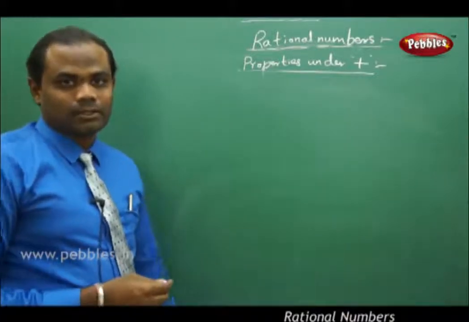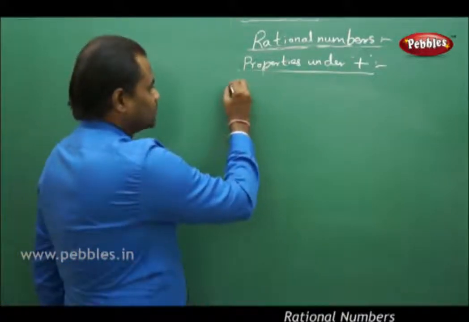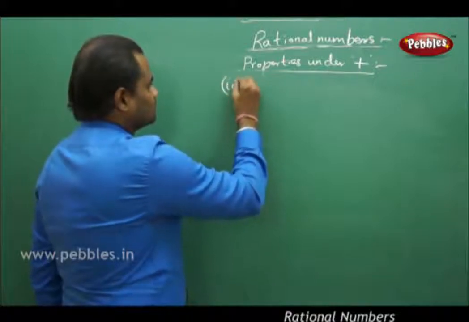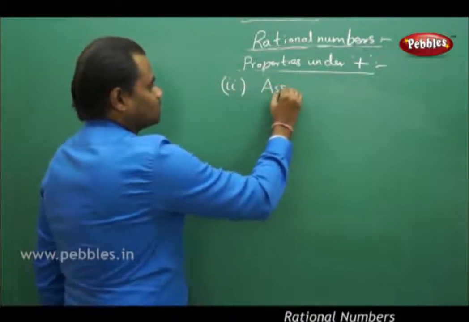The second property under addition for rational numbers is the associative property.